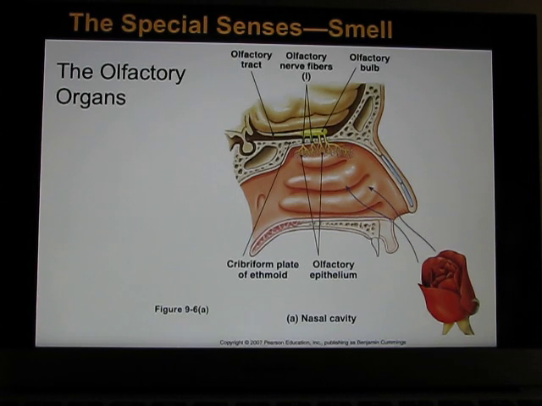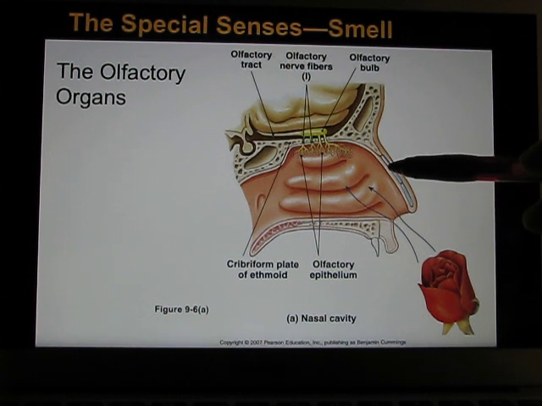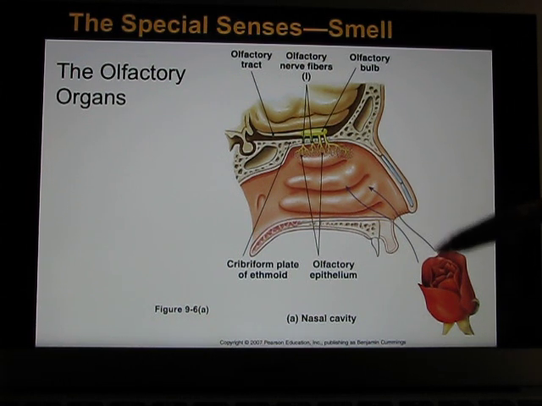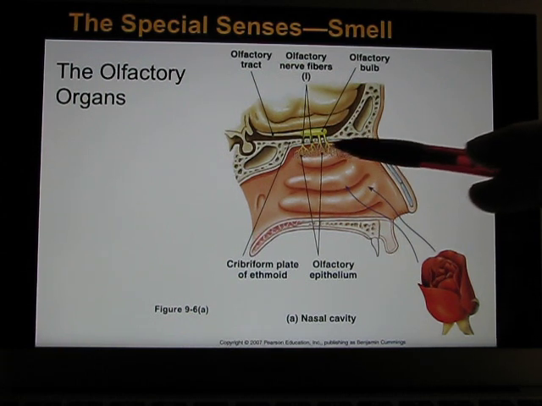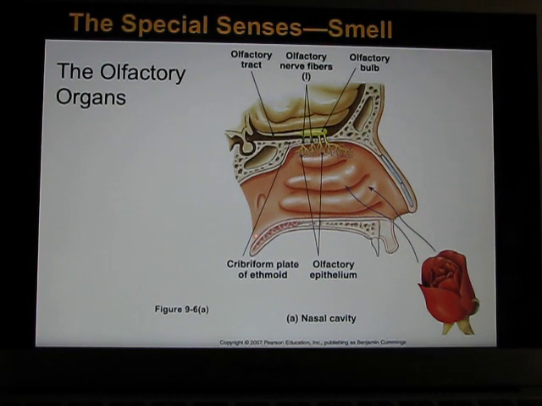First, smell. Smell is detected by the olfactory system. It detects airborne molecules. These molecules need to go into the nasal cavity, and on the upper part of the nasal cavity they are picked up by the receptor.